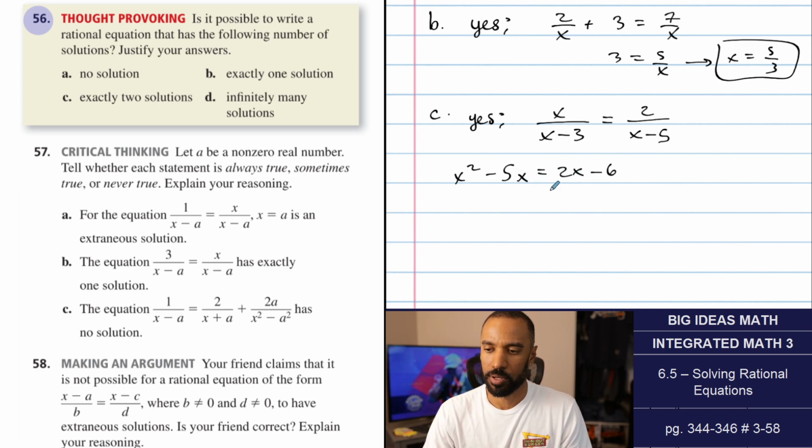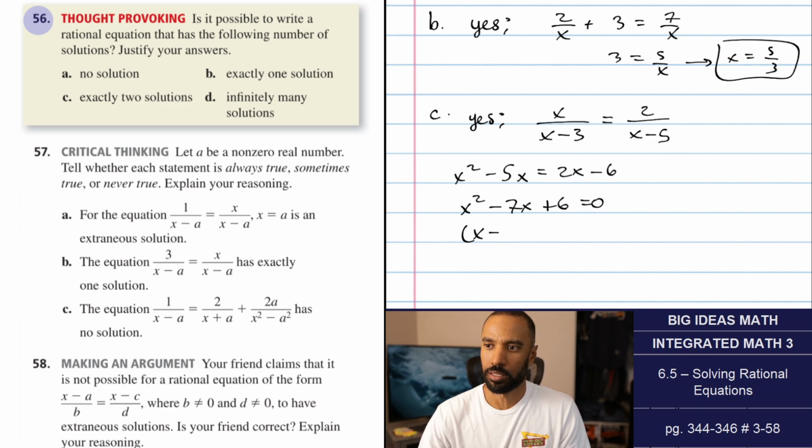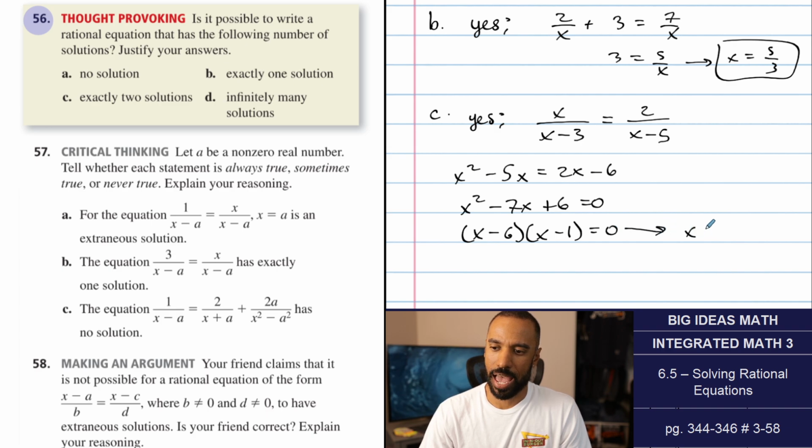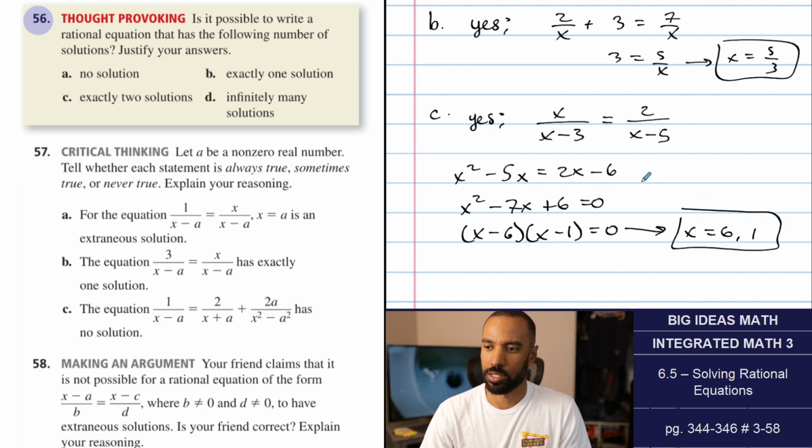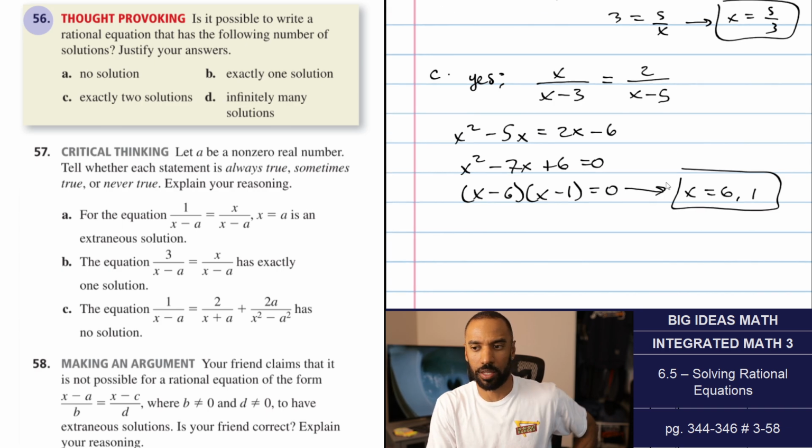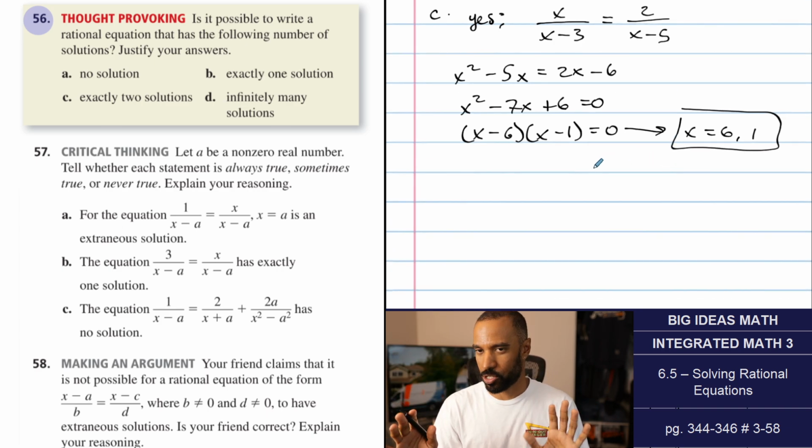So cross multiply, distribute. Subtract this over, you get x squared minus 7x. Add the 6 over, plus 6 equals 0. And this becomes x minus 6 times x minus 1 equals 0. And there you get x equals 6 and x equals 1. And those are not extraneous, right? Those would work there. So, hey, I made a problem. It was proportions, but I made a problem.